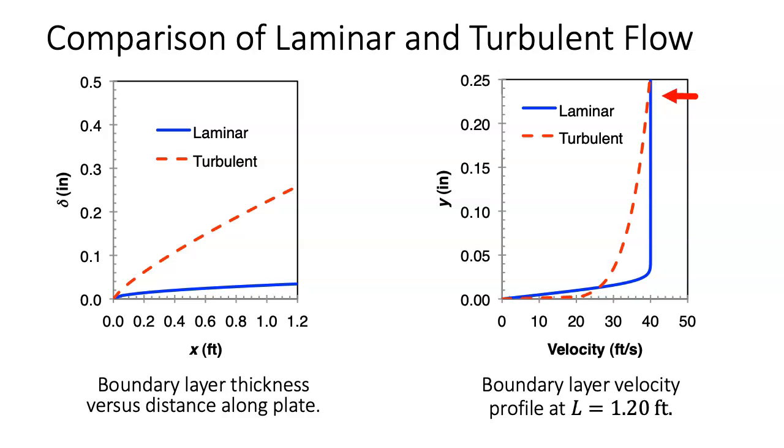In addition to confirming that the turbulent boundary layer is much thicker, we also see that the velocity gradient at the wall is much steeper for the turbulent flow. Both of these differences are due to enhanced turbulent mixing, which pushes more high-speed flow towards the wall, resulting in higher shear stresses, and out into the free stream flow, resulting in a thicker boundary layer.